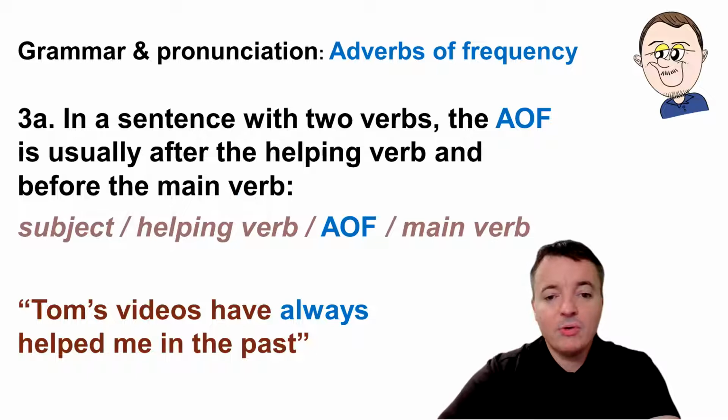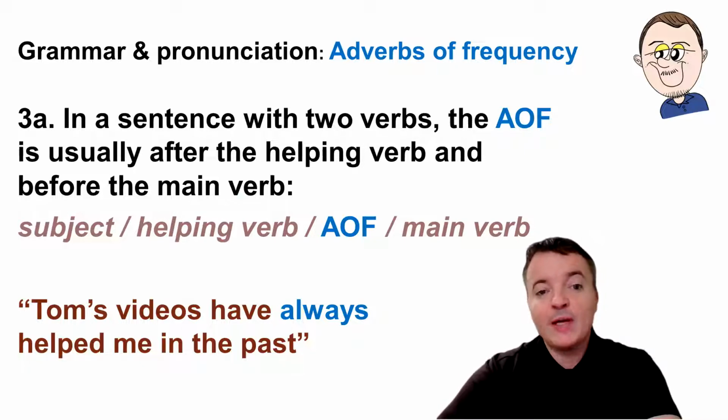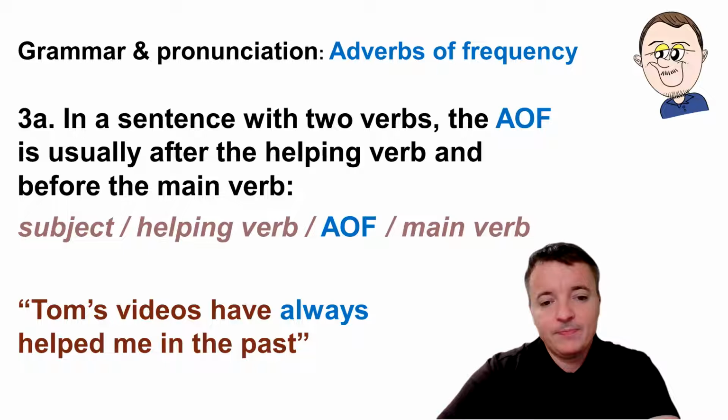Okay, in a sentence with two verbs, the adverb of frequency is usually after the helping verb before the main verb. So subject, helping verb, adverb of frequency, main verb. Tom's videos have, helping verb, have. Tom's videos have always helped. Helped is the main verb. Tom's videos have always helped me in the past.